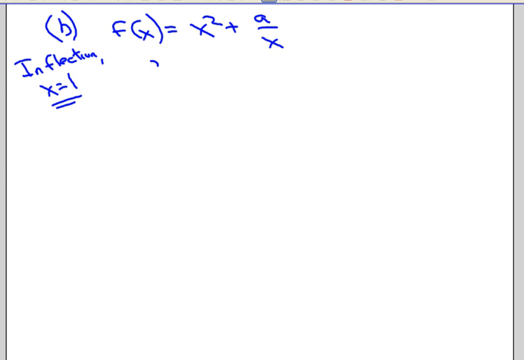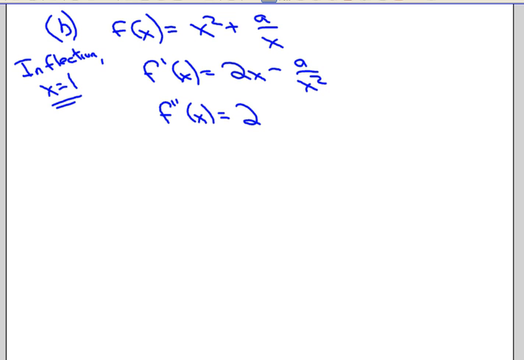So you remember inflection involves the second derivative. And even though we just did those, it doesn't hurt to do the derivatives again. We have 2x minus a over x squared. And our second derivative will become 2. And then we've got plus 2a over x to the third is our second derivative. Now, for an inflection point, a possible inflection point at least, we would like our second derivative to equal 0.